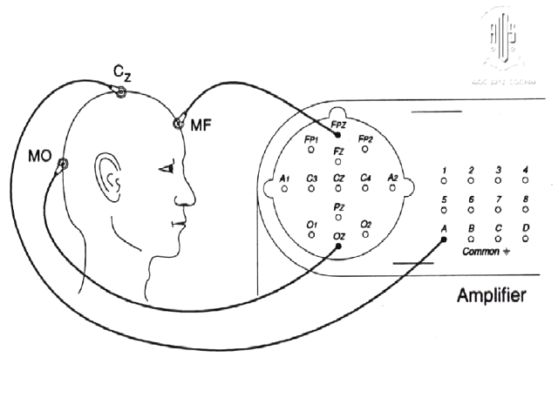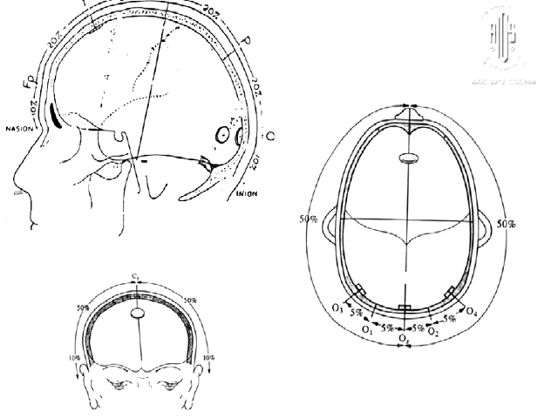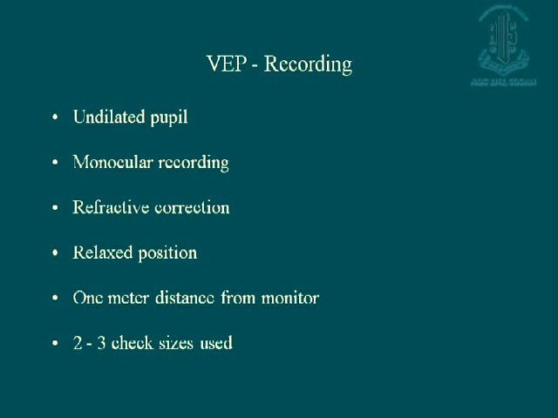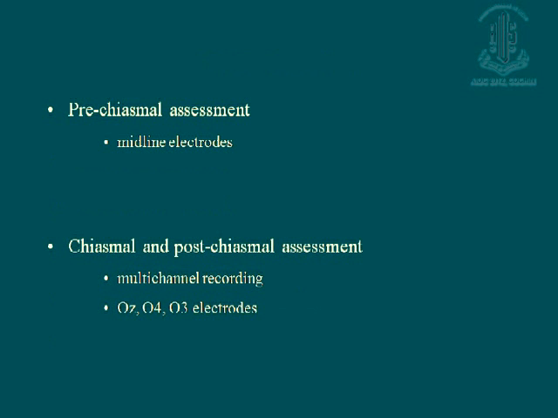This is a typical recording where the electrodes are attached. There is a system called the 10-20 system, which helps guide the exact attachment of what we call midline electrodes, or you can attach electrodes on the sides also. These are called multi-channel recordings. Again, this has been covered previously. You do it with undilated pupils. You do monocular recordings in VEPs, unless in children where you just want to know whether the response is there or not. You have to have a good refractive correction. Distance depends on the check size you're using.